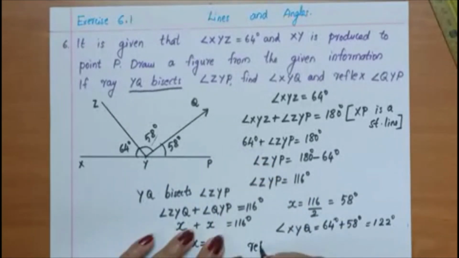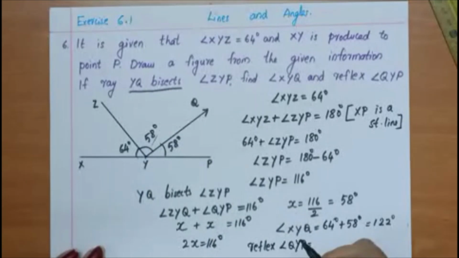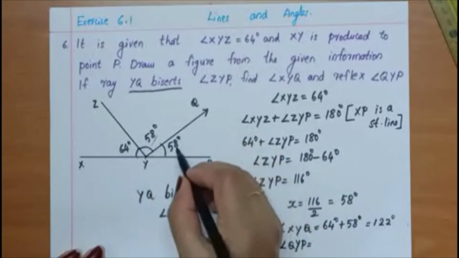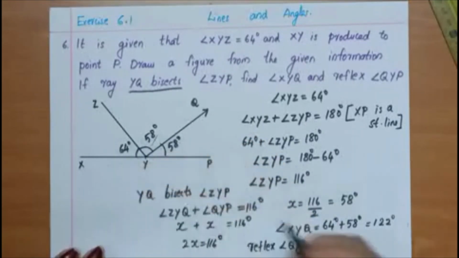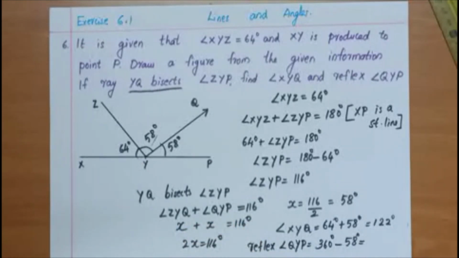And reflex angle QYP. The measurement of a complete rotation is 360 degree. Angle QYP is 58 degree. So what is the reflex angle of angle QYP? That means 360 minus 58 degree. So 360 minus 58, the reflex angle QYP will be 302 degree.